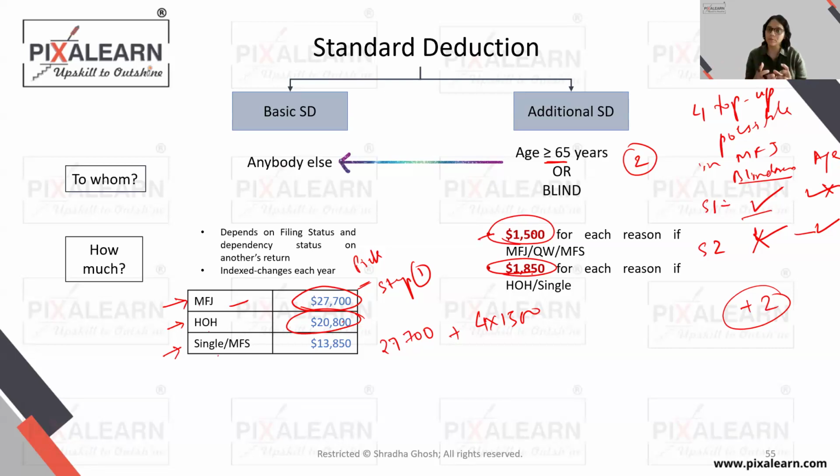Okay. So you can either have a blindness or age top-up for each individual person. So as a couple, the first thing is to pick up the rates for basic ones, which differs if you're single or HOH or MFJ. Once you pick up those rates, figure out what is the additional reasons for top up. If both of them are below age 65 and one person is blind, what will you take? MFJ 27,700, only one top up 1,500. That's the answer, right? So you take standard deduction, then you take Schedule A, add them up. Whichever is higher, you take it in your Form 1040. Okay?